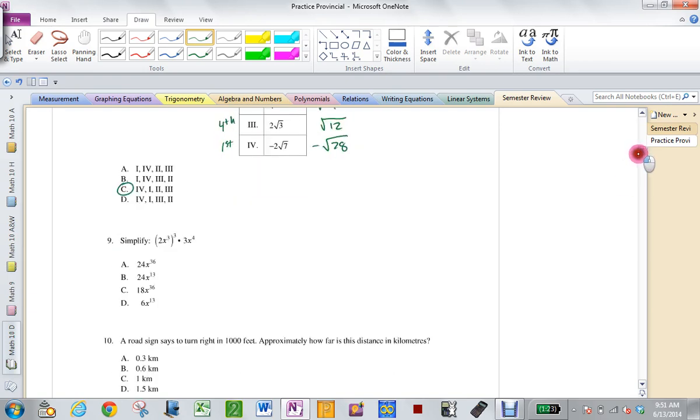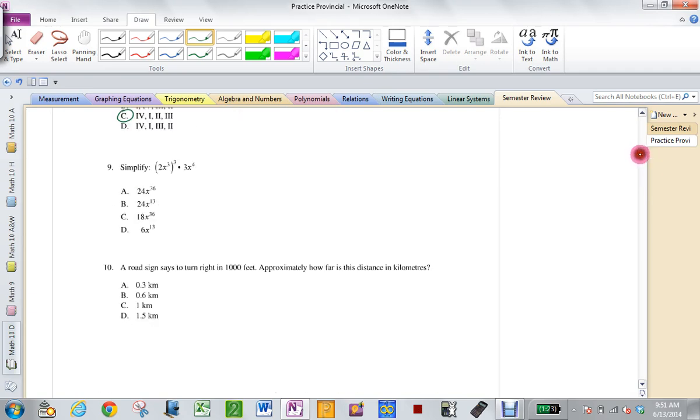Simplify. As always, 2x cubed times 3x to the fourth. That's got to go to everything inside. So that is 8x to the ninth times 3x to the fourth. 3 times 8 is 24. X to the what? What do we do with our exponents? We add them, so it's x to the 13th. So it is B.